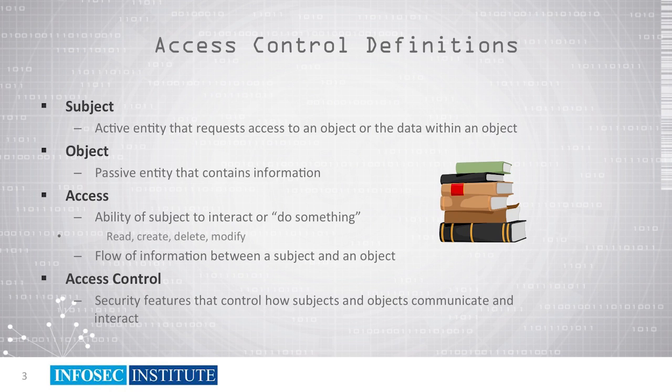Access control is an important concept that is covered on the CISSP examination. Access control refers to implementing security features that will control the interaction between subjects and objects. Let's take a look at how all of these work together.